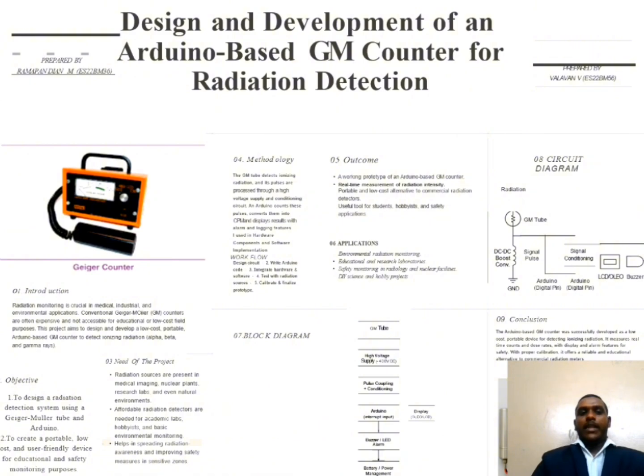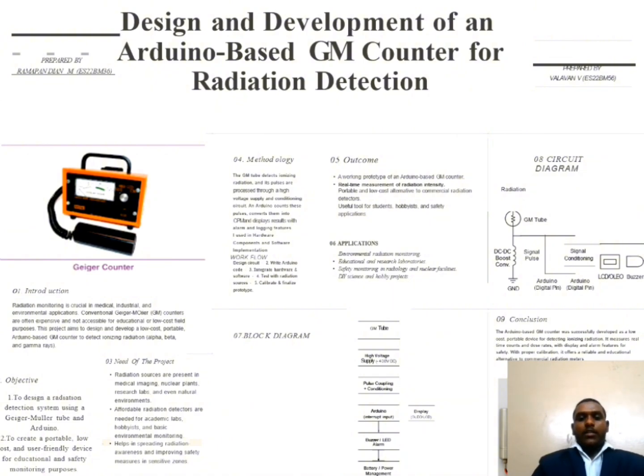Today I will be presenting our project on design and development of Arduino based GM counter for radiation detection. Introduction. Radiation monitoring is very important in medical, industrial and environmental fields. Main objective: our main objective was to design a low cost, portable and user friendly radiation detection system using an Arduino board and GM tube. Working flow: design the circuit, write the Arduino code, integrate hardware and software, test with a radiation source, and calibrate the prototype.